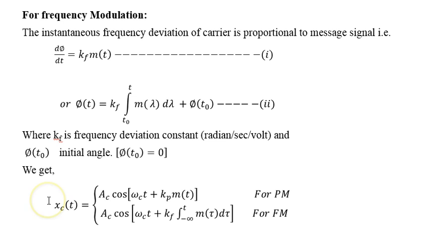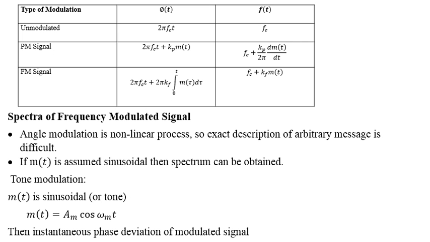So we observed that the modulated waveform x_c(t) could be represented as A_c cos(omega_c t plus kp m(t)), and this is true for phase modulation, while A_c cos(omega_c t plus kf times the integral of m(tau) d tau) is for the frequency modulated signal. We have given a corresponding table here. This table is for the type of modulation, whether it's unmodulated, PM, phase modulated, or FM, frequency modulated, and the corresponding phase or frequency.